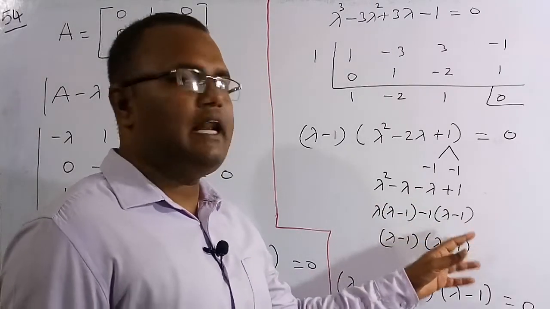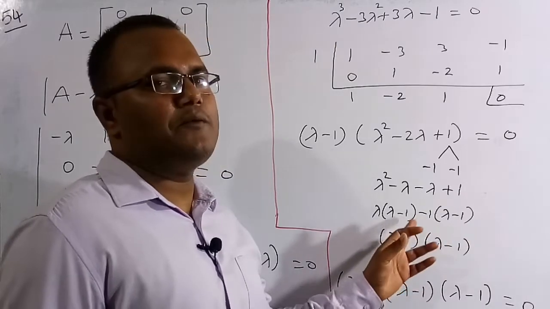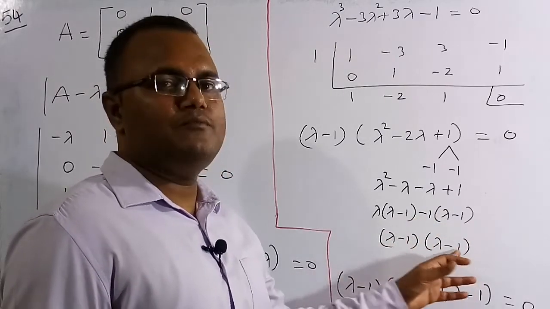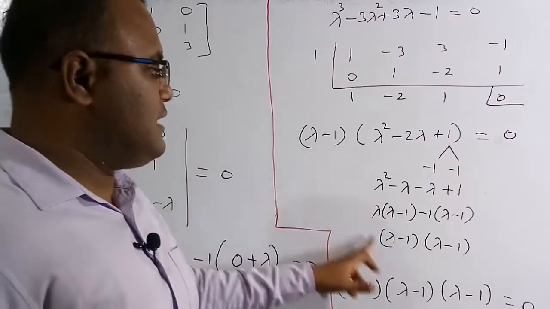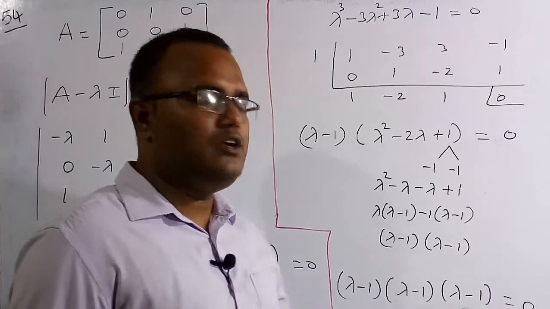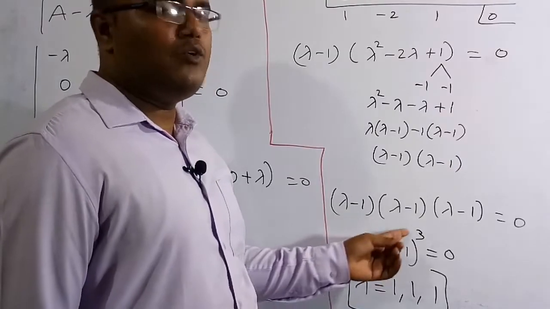Then I am going to get lambda minus 1. So in these two terms again I am going to take lambda minus 1 as common, then lambda minus 1 into lambda minus 1. So this is lambda minus 1 and these are also two other roots. So finally we are going to get in this format is equal to 0. So this is lambda minus 1 whole cube is equal to 0.